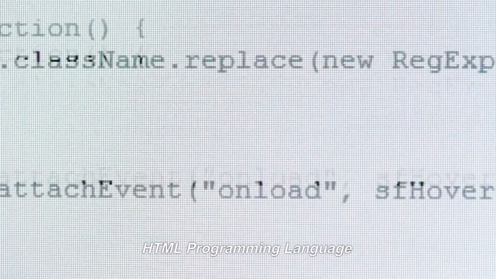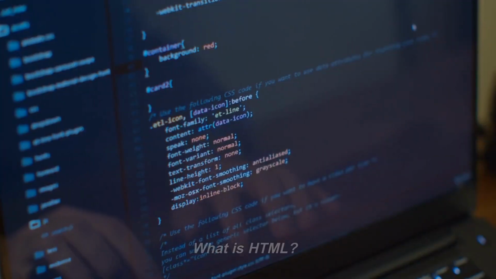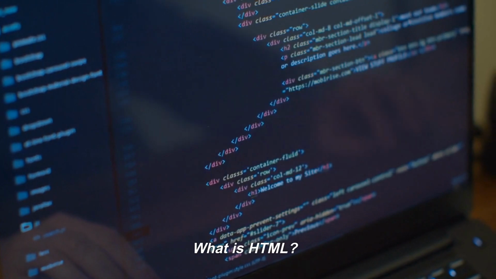HTML programming language. What is HTML?